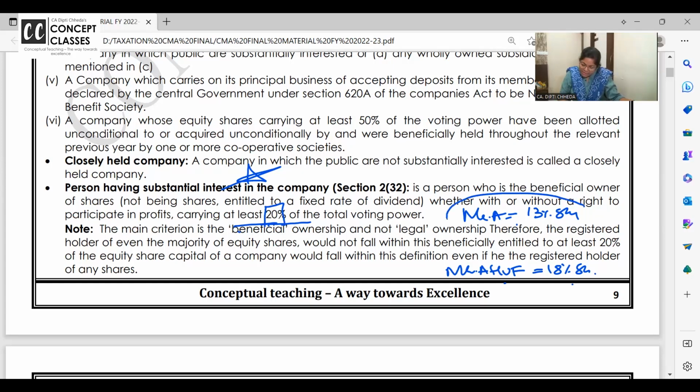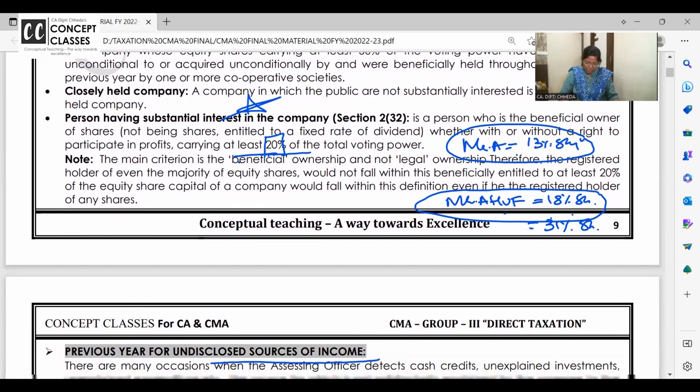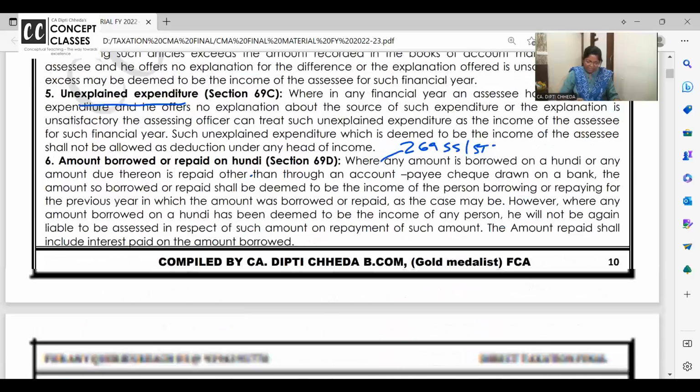But Mr. A is the decision taker of himself. Mr. A as a Karta is also the decision taker. So beneficial ownership is how much? 13 plus 18, how much is it? 31%. Is he the beneficial owner? Yes. If you want, you can write down: substantial interest, beneficial. This we use in companies also. It will be useful in those cases. Substantial interest is when more than 20% voting power. And from here we have done everything.